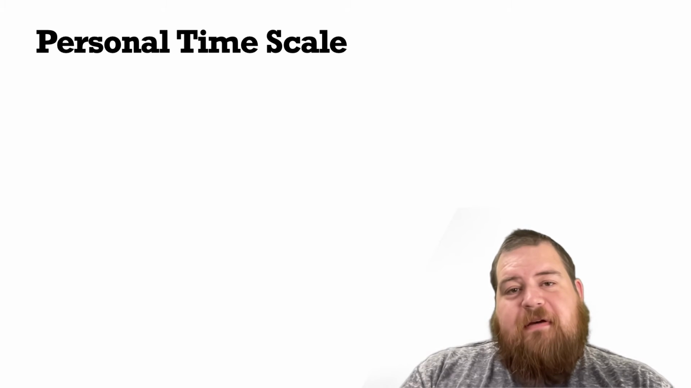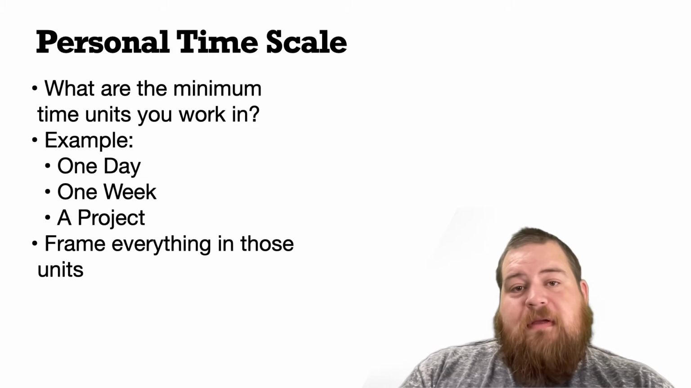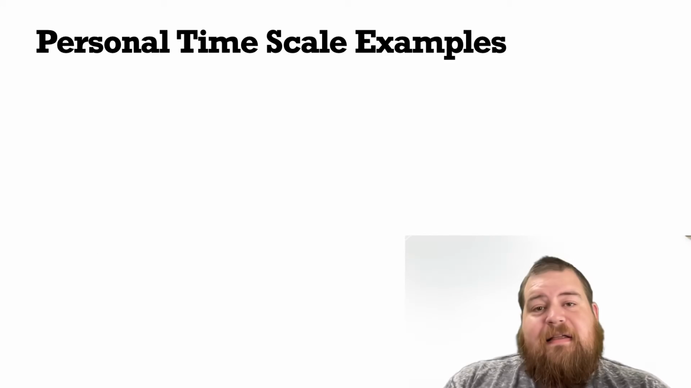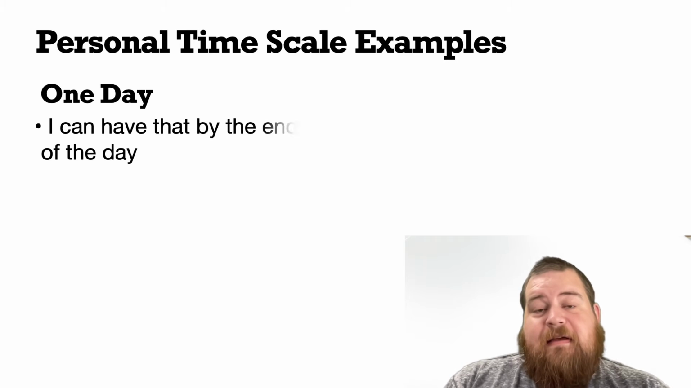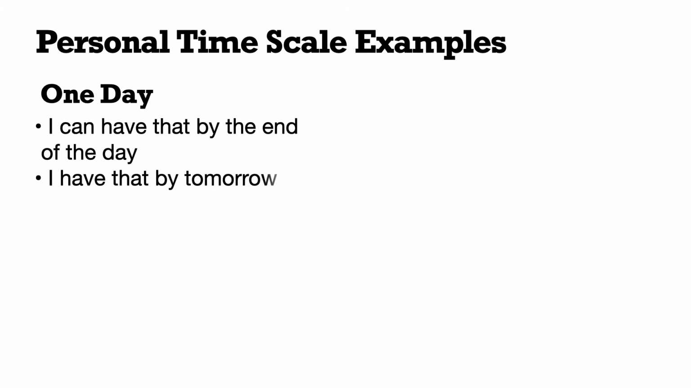Your personal timescale relates to the minimum unit of time you want to work in. An example might be 1 day, 1 week, or a project. Let's see how we can apply this personal timescale. For example, if we consider 1 day, we might say things like, I can have that for you by the end of the day, or I can have that for you by tomorrow.